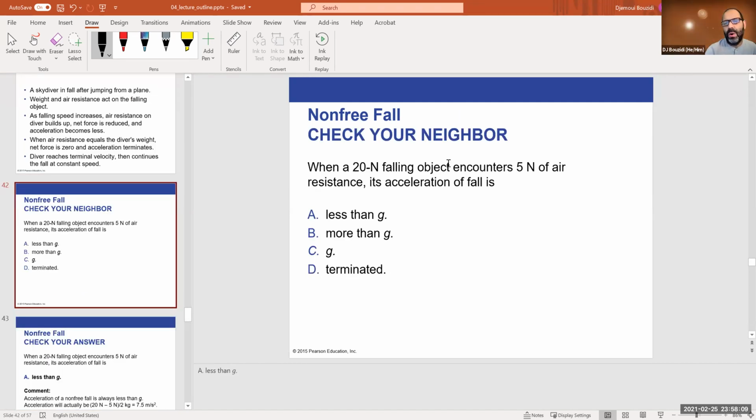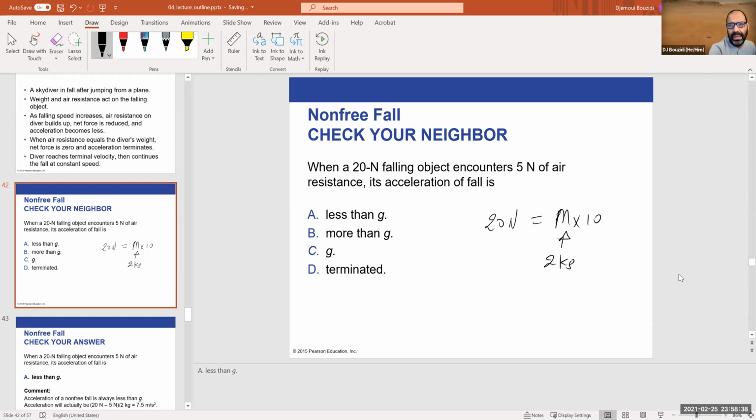So when a 20 Newton falling object encounters a 5 Newton air resistance, its acceleration of fall is, of course, going to be less than g. As a matter of fact, we can find it. The object is 20 Newtons in weight. It has to be mass times 10 equals 20. So this mass must be 20 over 10, which is 2 kilograms. So this object is a 2 kilogram object.